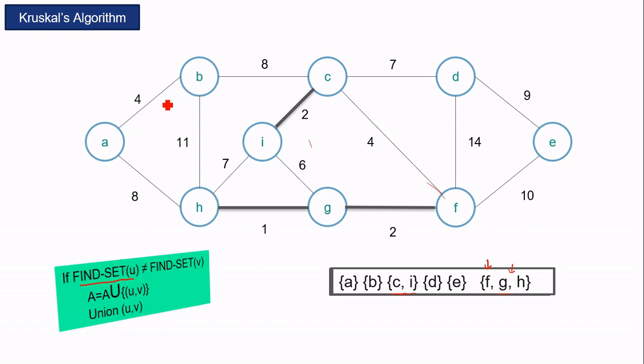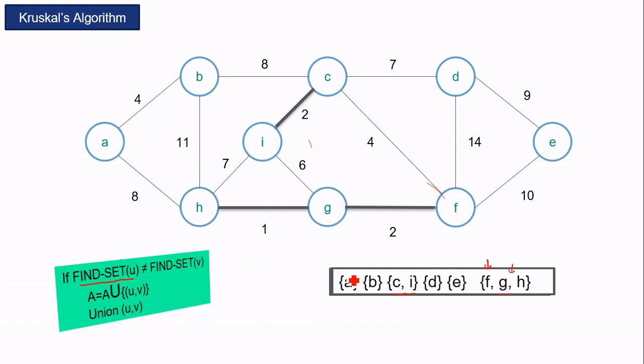Its weight is 4. Okay, you can choose either CF or AB. Here I am choosing AB. There is no specialty in choosing that, it's your choice. So I am choosing AB, and before that I find the set of A, which is an independent set, and find the set of B, which is also an independent set.